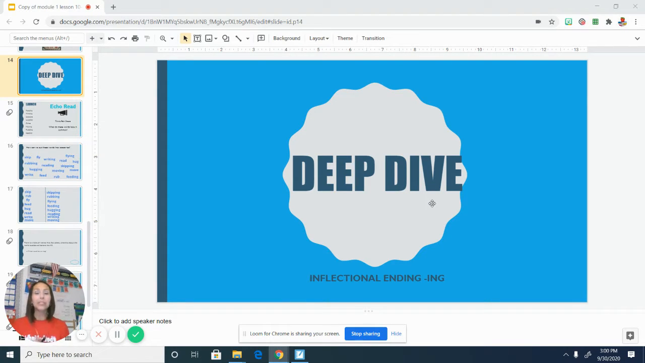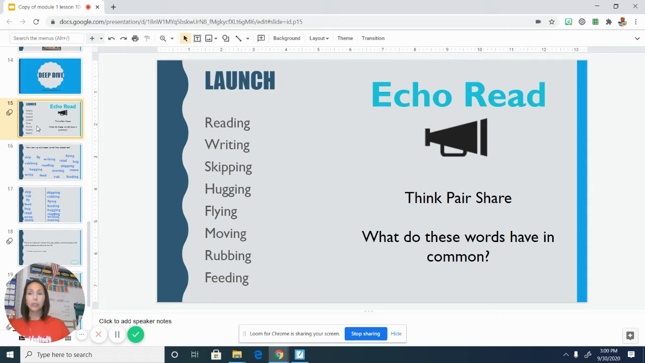And today we're going to take another deep dive, and we're going to talk about some words. So I'm going to read this list of words to you, and I want you to see what you notice these words have in common. Are you ready? Feel free to read along with me. So, what do these words have in common? Reading, writing, skipping, hugging, flying, moving, rubbing, feeding.